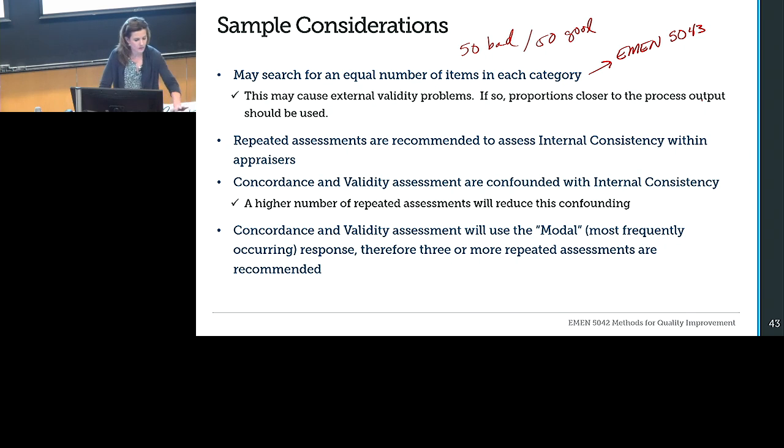Yes? Can you please tell me once again about external validity and internal validity? So, gosh, I have an example of that. Here's, this is your target population, right? This is your research population. And this is your sample that you take.